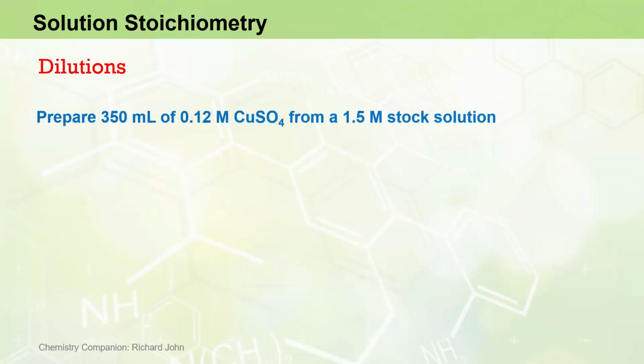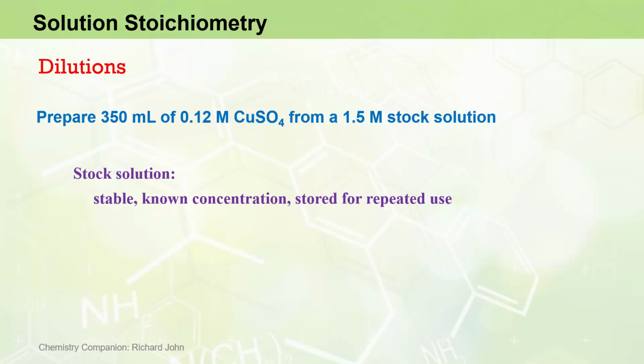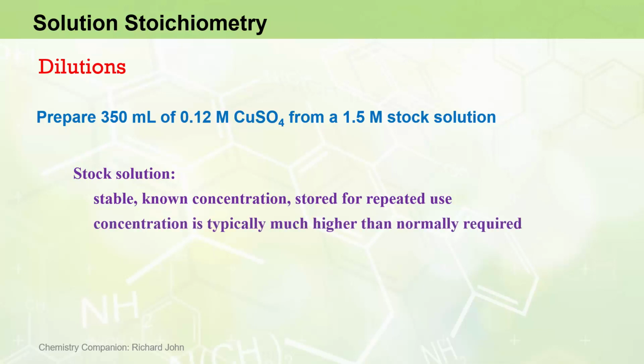So let's look at a typical scenario we might come across in terms of performing dilutions of stock solutions. In this scenario, we are asked to prepare 350 milliliters of a 0.12 molar copper 2 sulfate solution from a stock solution of 1.5 molar copper 2 sulfate. Now, a stock solution is a stable solution of known solute concentration that we store in a laboratory for repeated uses. The concentration of solutes in stock solutions are typically much higher than we would normally require, and they are typically diluted to a solute concentration with a known and specific concentration value.